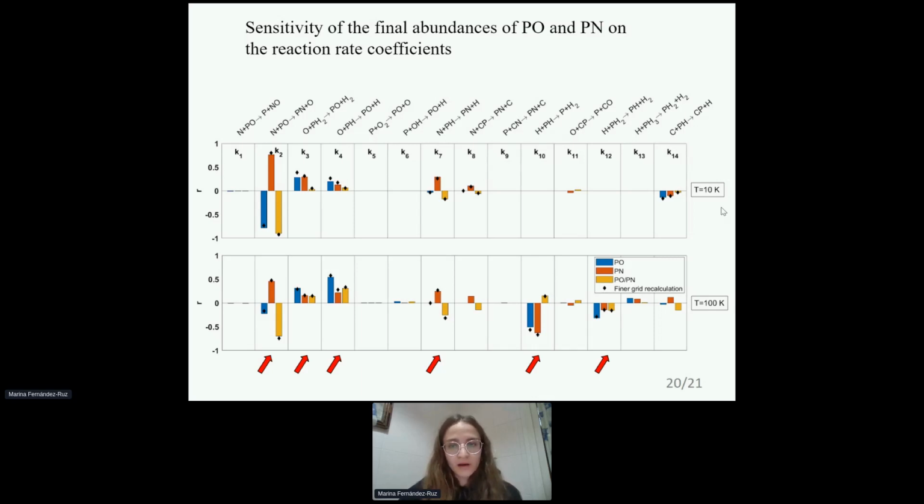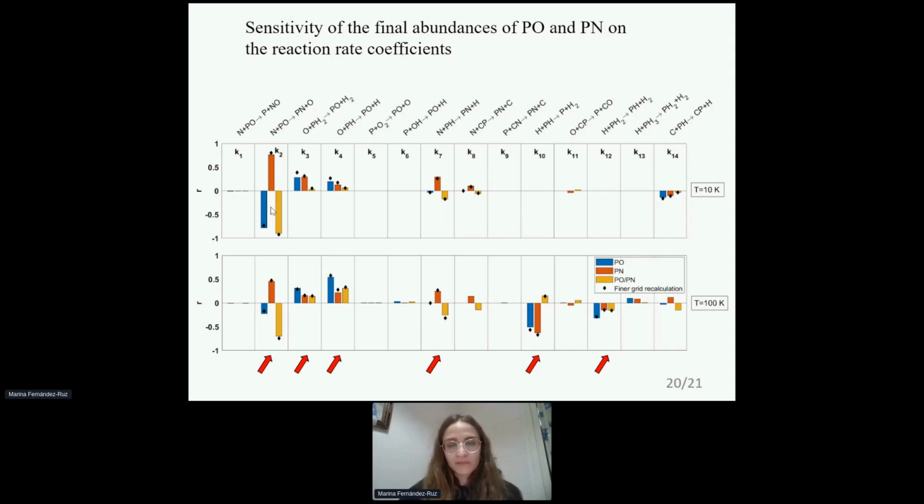So we can see that some of them do not really affect the abundances of PO and PN. K5, for example, is completely negligible. However, some others, like K2, are really impacting the abundance of PO and PN and the ratio. So with this method, we can filter which are the most important reactions for the system.